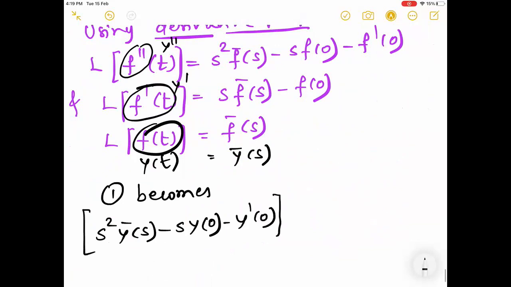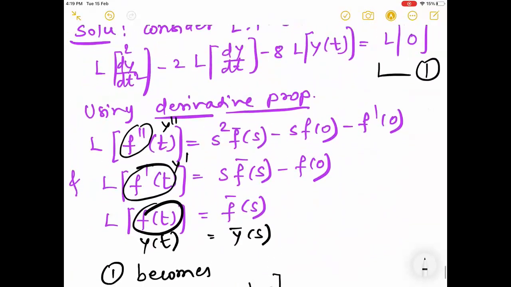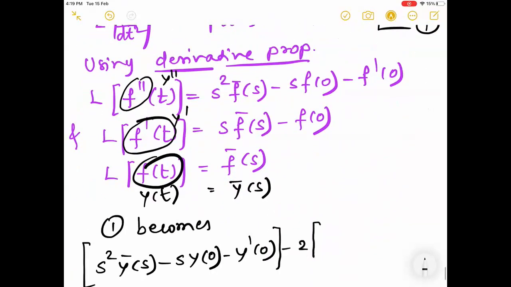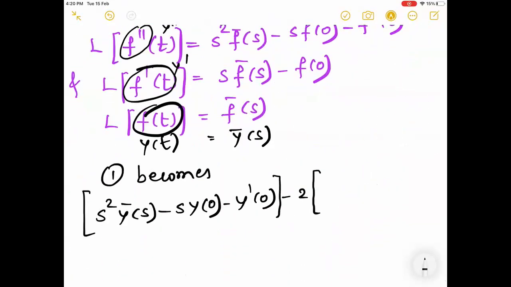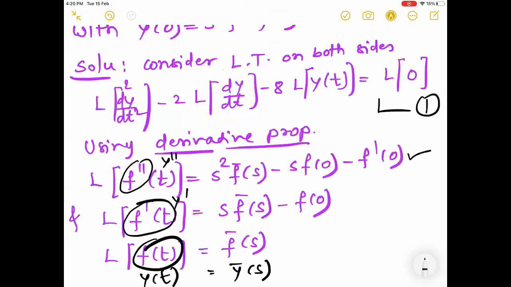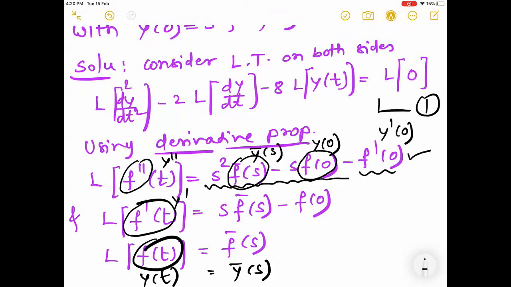Am I right? First term, minus 2 into the Laplace transform of dy by dt. Please, can you explain it again? Here the property we have written. Is this property clear or not? Yes, ma'am. Y double dash, we are writing it as s square, in place of f bar s you write y bar s. This f of 0 means y of 0, f dash of 0 means y dash of 0. Like that.